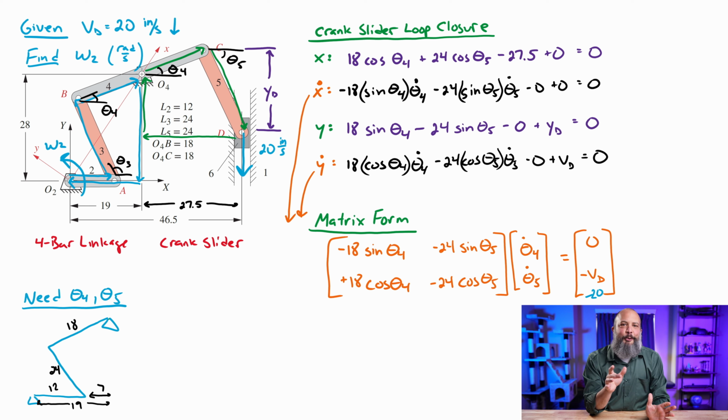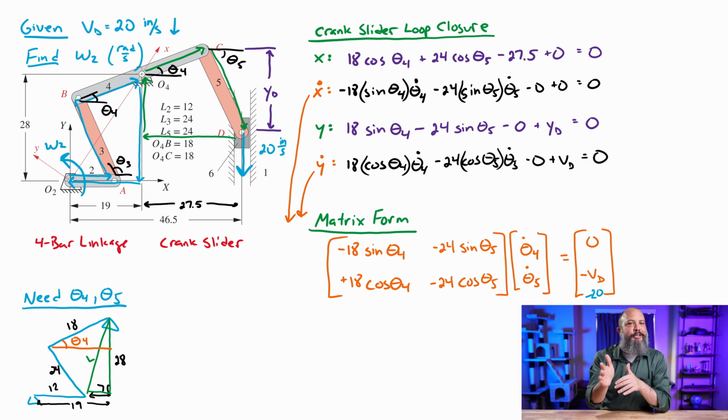So start off with a little rough sketch here of this left-hand 4-bar linkage, and I'm going to connect, again, the end of the crank to point 4, and I'm going to call that L. And I can solve for L just using Pythagorean theorem, because I know the vertical distance is 28 and the horizontal distance is 7, and I get a value of L of 28.86.